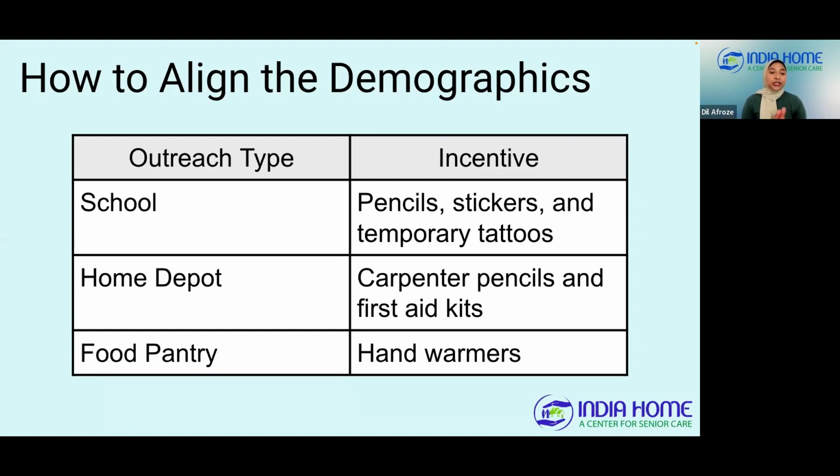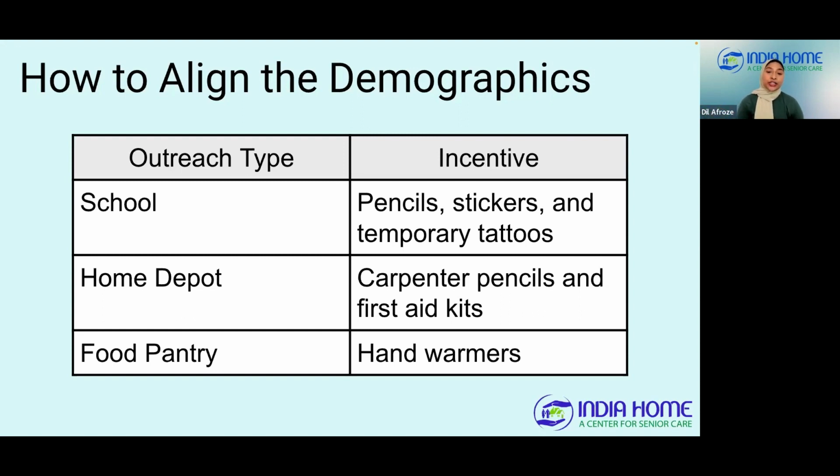Another outreach is the Home Depot outreaches. A lot of people are standing there for work. We noticed that carpenter pencils are the ones that don't roll off. If you're at an incline, you just place it there and it won't roll off the way regular pencils do. It's very flat and there's a ruler on there too. We also do first aid kits over there. You never know when you're going to get injured.